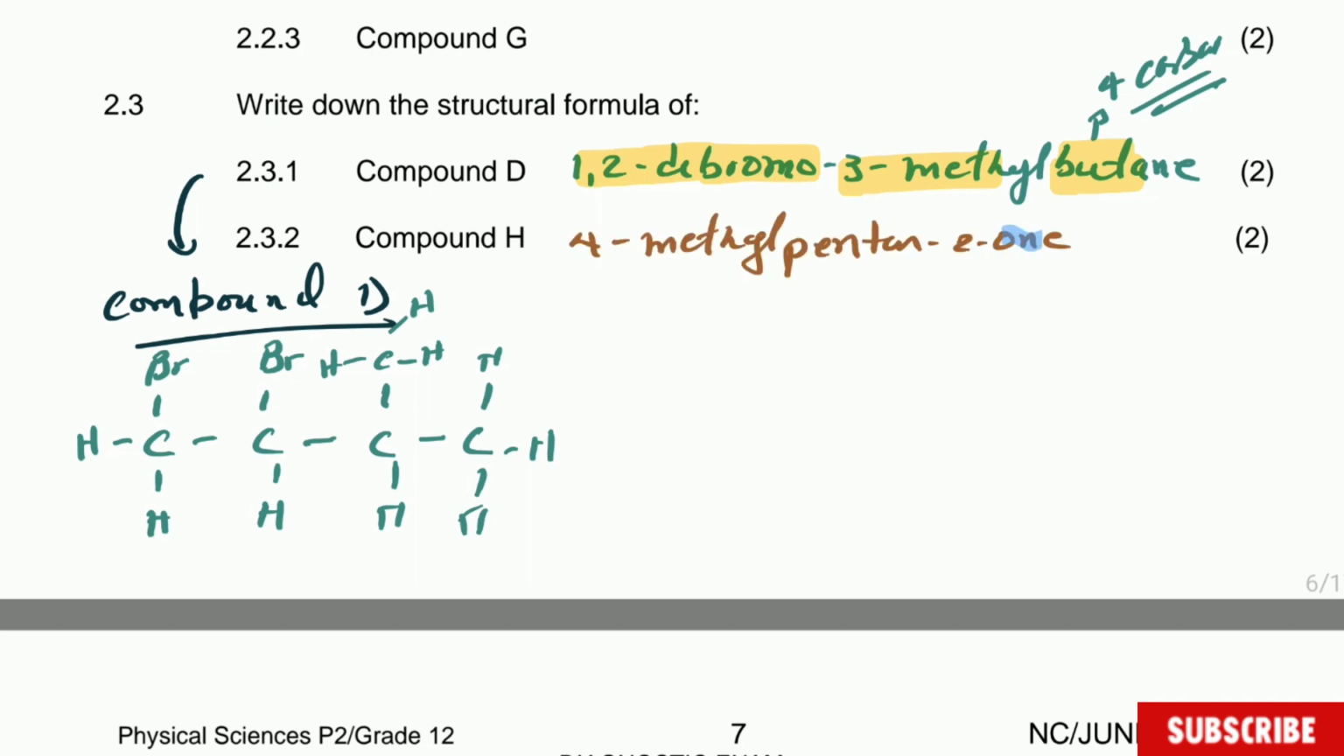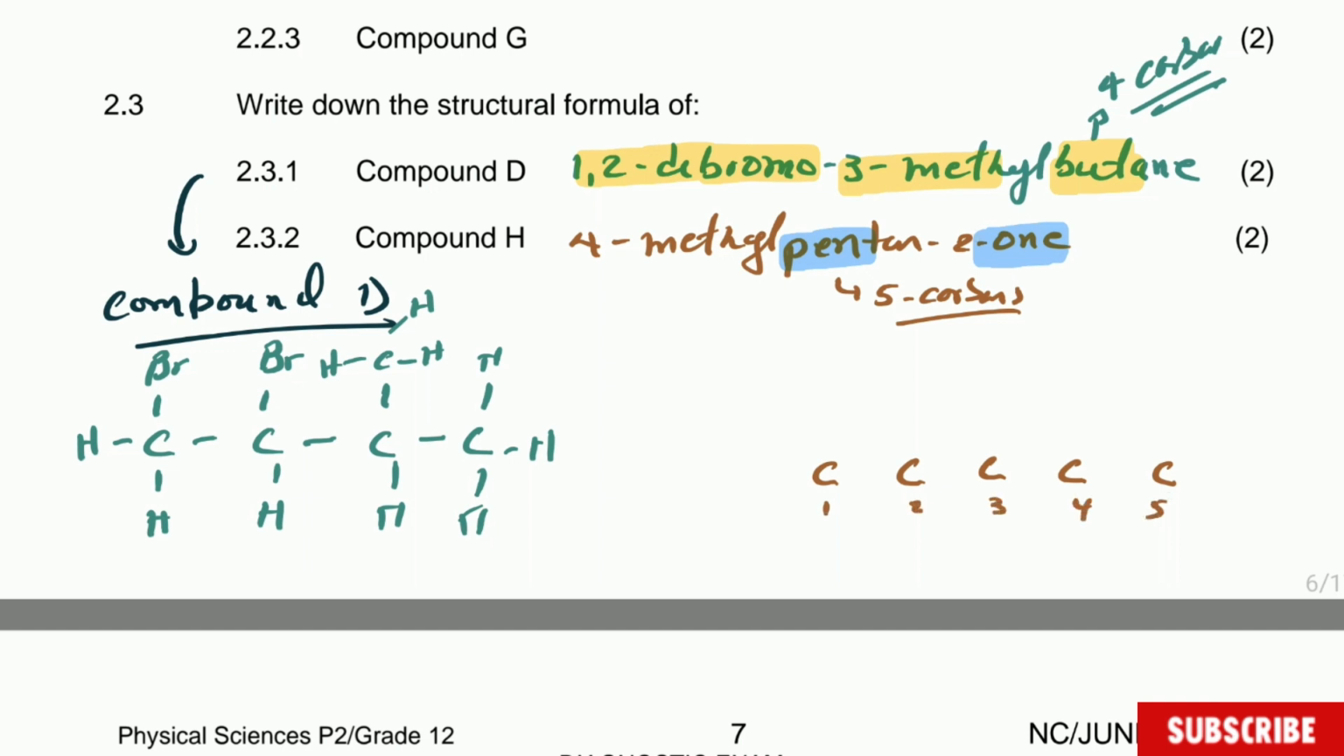Question 2.3.2, compound H. Now, this one, remember, was a ketone. It ends in -one, and we have pent-. So pent is 5. And guys, I'm going to first do the 5 carbons. I'm going to write 5 carbons in a straight line. So it's 1, 2, 3, 4, and 5. I didn't write the functional group yet. I'm going to give numbers to the carbons like 1, 2, 3, 4, and 5.